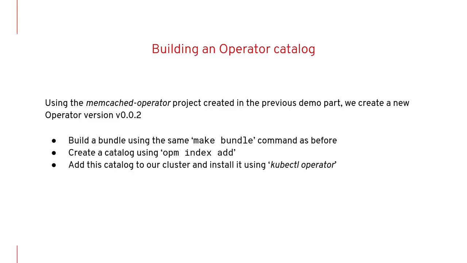To demonstrate a typical development scenario, we first want to upgrade our operator version to 002. After we build a new bundle for this operator version, we can combine it and the previous bundle into a catalog using the OPM index add command. The kubectl operator plugin, which manages the set of OLM APIs for you, can directly add and install the latest operator version in the catalog for us.